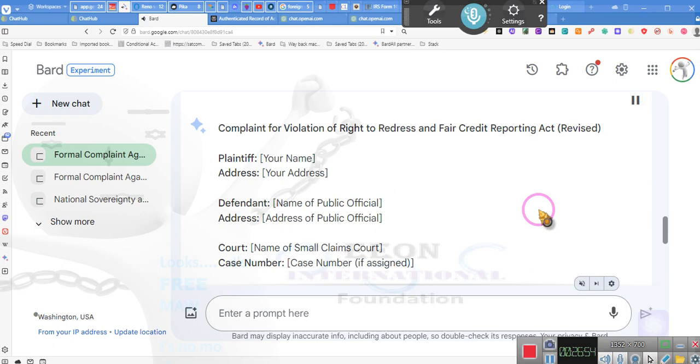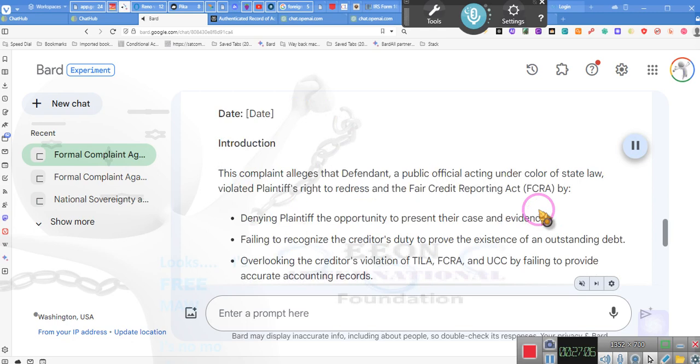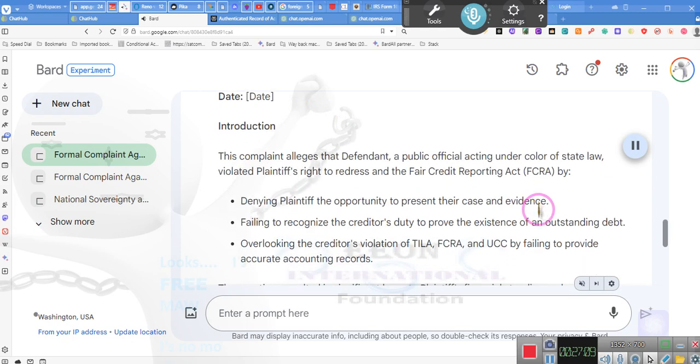Right to Redress and Fair Credit Reporting Act. Revised. Plaintiff: your name, your address. Defendant: name of public official, address of public official. Court: name of small claims court. Case number, if assigned. Date. Introduction.